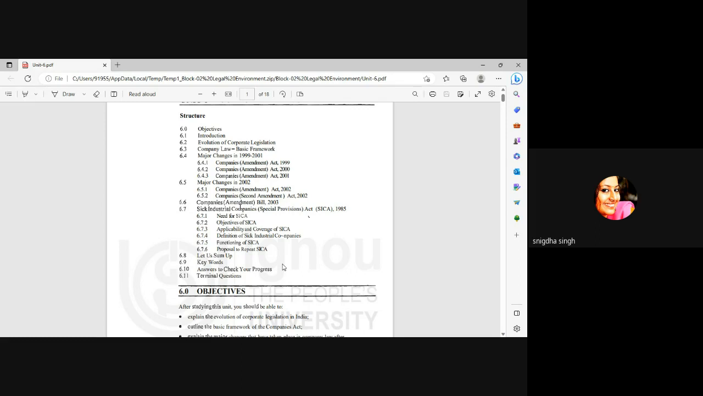BIFR, Board for Industrial and Financial Reconstruction. This board consists of several government and industrial key players who have expertise in reviving a sick industry. So the board of the sick industry is taken over by BIFR, a new board, and for 5 years the industry is meant to be run by BIFR, Board for Industrial and Financial Reconstruction.